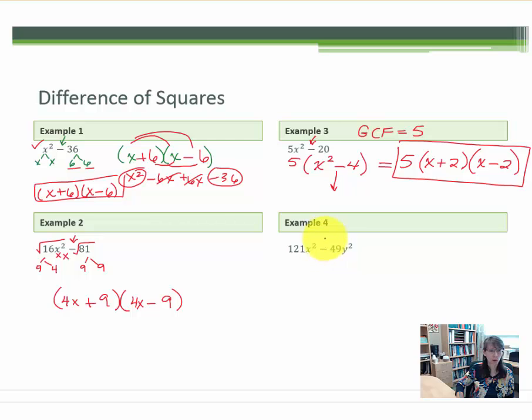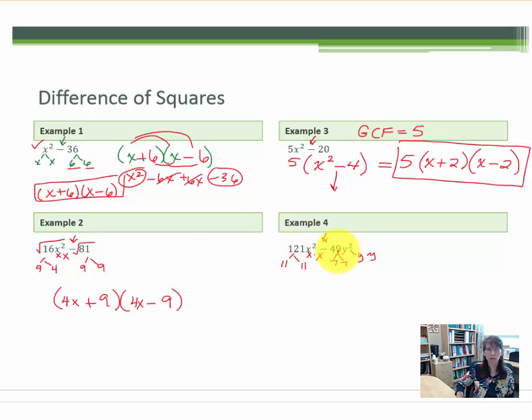With example 4, we do have subtraction. 121, we know that is 11 times 11, and x squared comes from x times x. So that looks like a perfect square already. 49 we know is 7 times 7, and y squared is y times y. So we do have perfect squares, and we do have the difference of perfect squares.